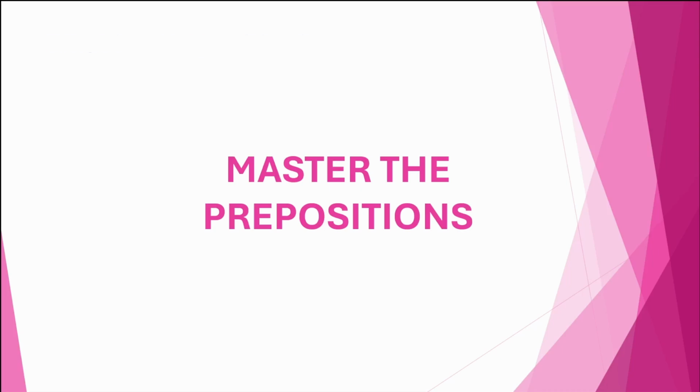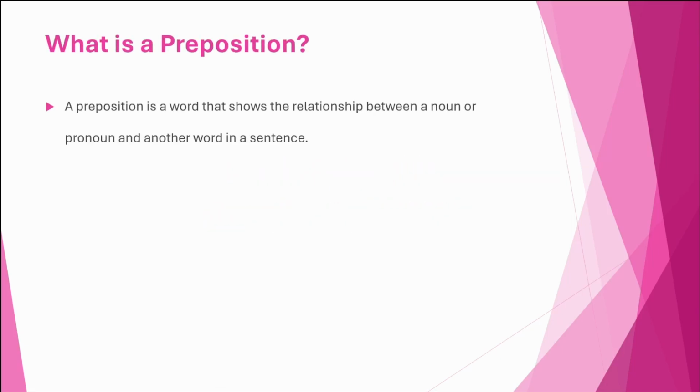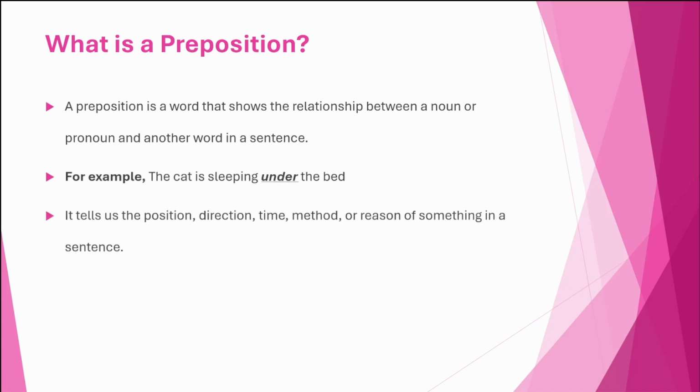So let's start. A preposition is a word that shows the relationship between a noun or a pronoun and some other word in the sentence. The relationship could be of time, method, direction, position, or a reason that binds a noun or another noun present in the sentence.